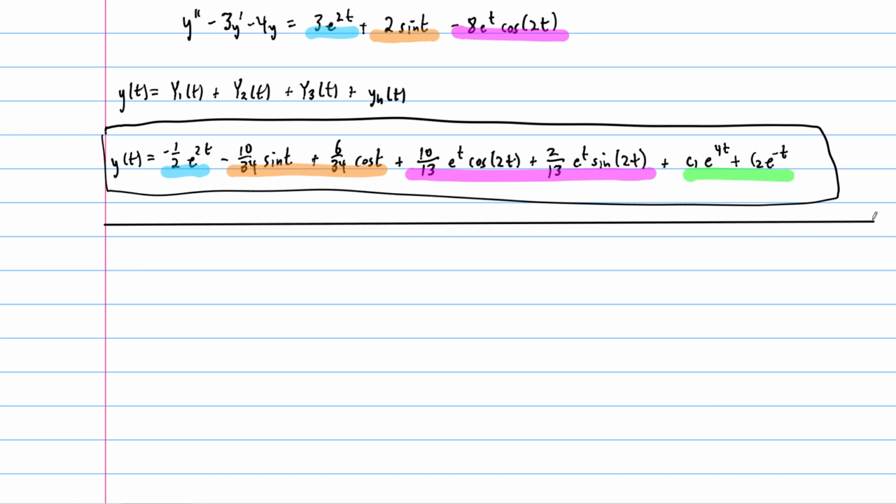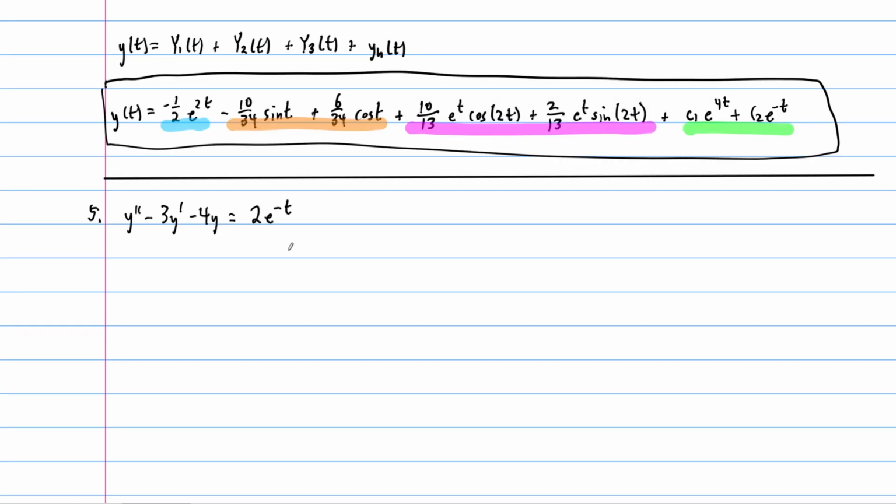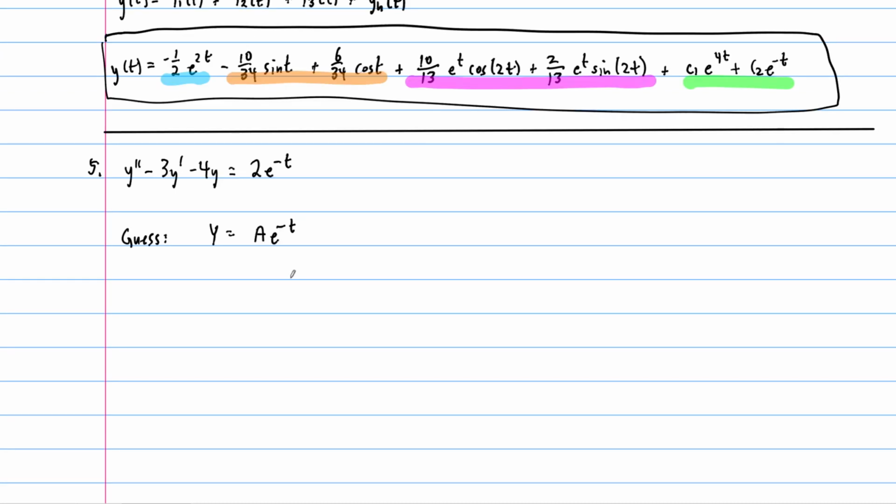We do have an important example left to consider, though. What if we have, once again, the same left-hand side, so y double prime minus 3y prime minus 4y, but on the right-hand side, let's suppose now we have 2 e to the minus t. Based on everything we've done so far, we might guess that our capital Y should be something like a e to the minus t. But let's see what happens.